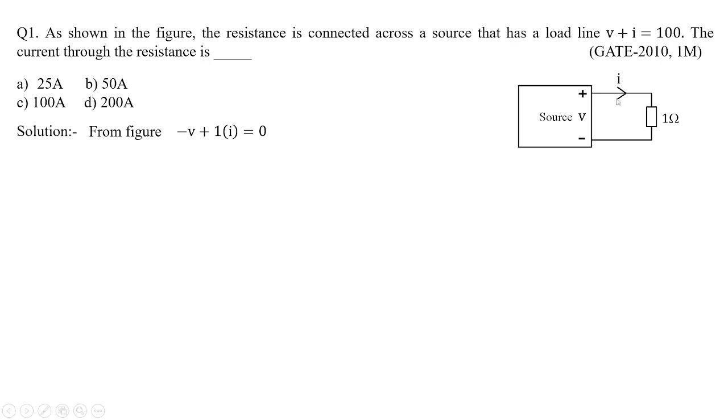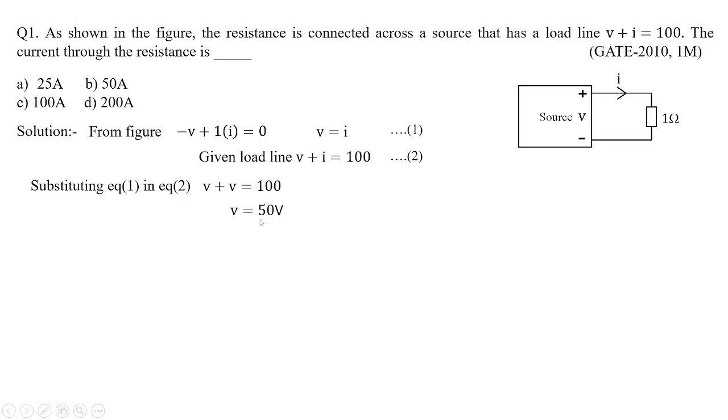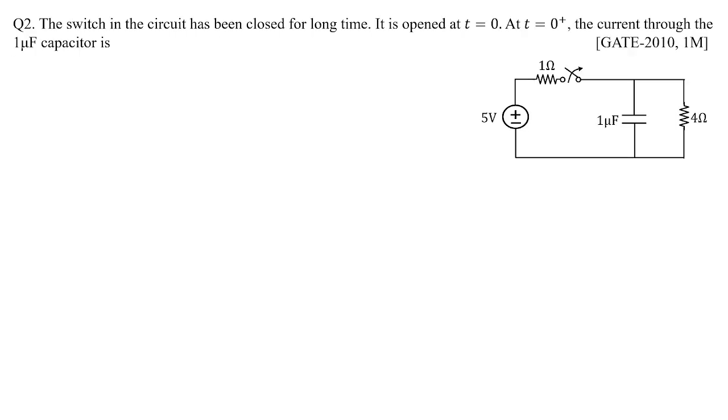For this, you can look into the figure, where we have minus V plus 1 into I equal to 0. We are applying KVL to this loop, which has a source connected to a resistor. With this, I'll get the value of V, which is equal to I. So here the source voltage is equal to the current flowing through the resistance. That is the first catch. Then the given information in the problem, that is V plus I is equal to 100, let us mark this as equation 2. With these two equations, we get V equal to 50, in fact I is equal to 50 amperes. So option B is the right answer.